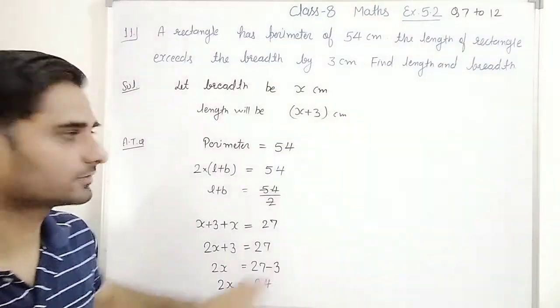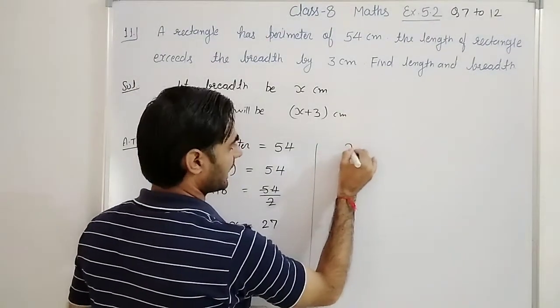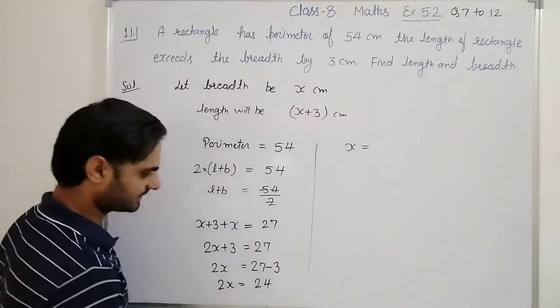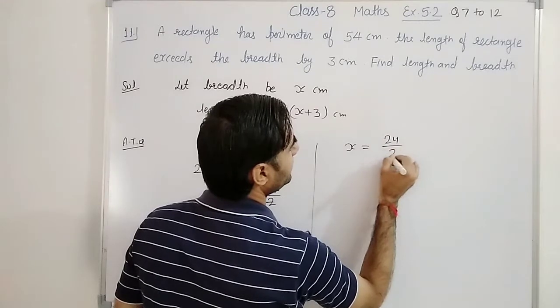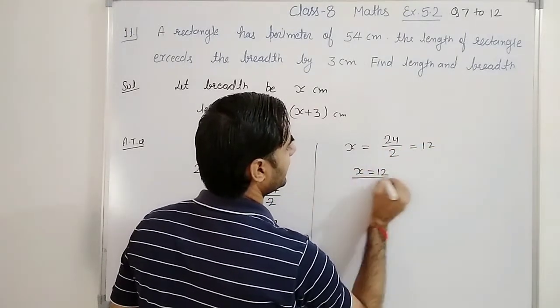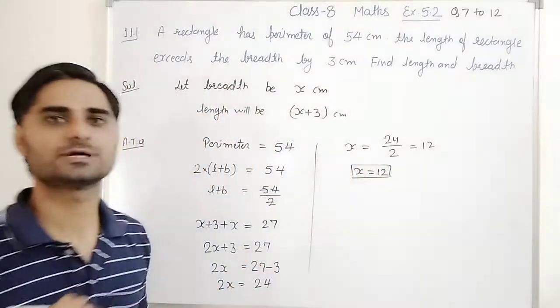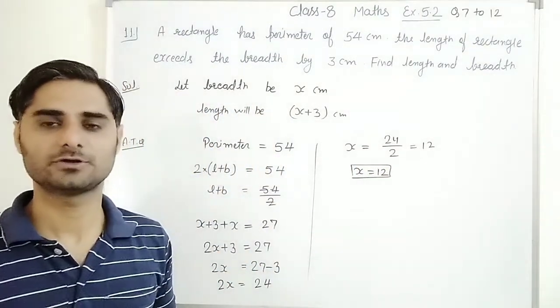2x equal 24. So x will be equal to, can we divide this 2 here in 24? So 24 divided by 2. This will be equal to 12. Means we have x equal 12. This is the value of x only. We don't have length and breadth.